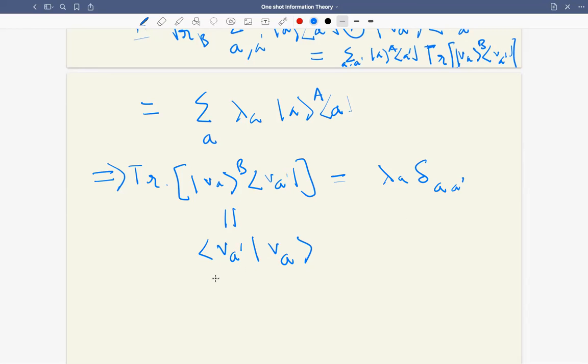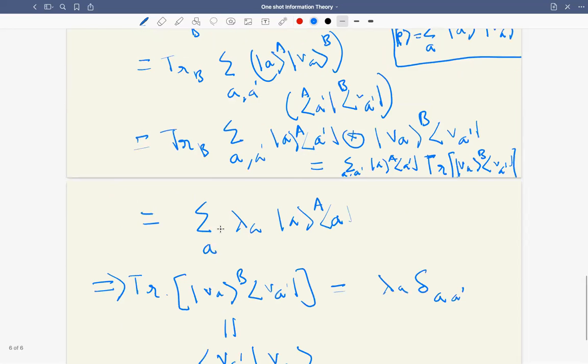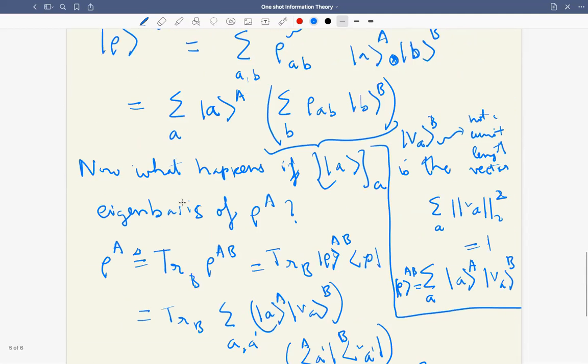So what do I have? ⟨VA'|VA⟩ equals 0 if A is not equal to A prime. And if A is equal to A prime, this is the L2 norm squared, which is lambda A. So what have I concluded about this vector? The VAs are orthogonal for different A's, and the length of VA is square root of lambda.